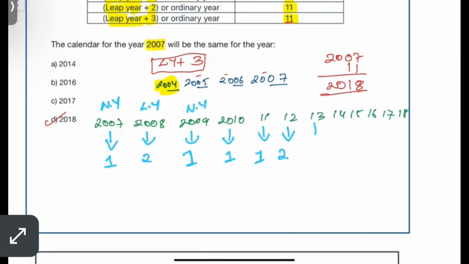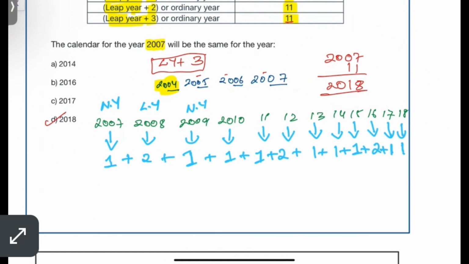And this is a normal year. This was also a normal year. This is also a normal year. And this is a leap year, which will have two odd days. This is a normal year, and this is also a normal year. In this case we know the answer, so I'm just directly writing. But if you don't know the answer, we keep on adding the terms until we get a multiple of 7.